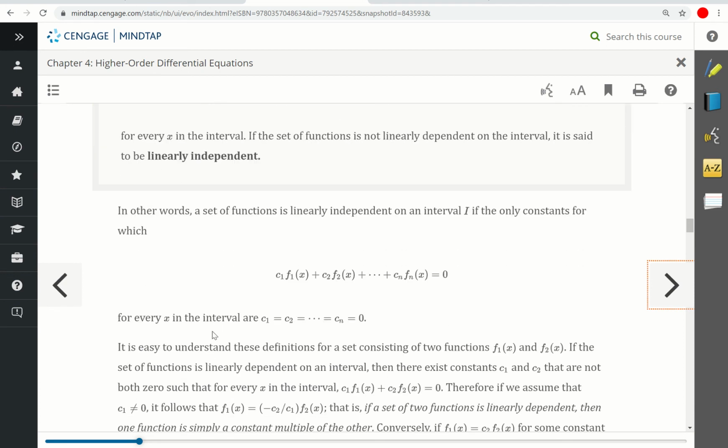Another way that you can rephrase this, it's equivalent, is that we would say that the set of functions f1 through fn are going to be called linearly independent on an interval I if the only solution to this equation is for constants where the constants are all equal to 0. So if the only time you have c1 times f1 plus c2 times f2 plus cn times fn identically equal to 0 for all x in I is when all of the coefficients c1 through cn are 0, then we would say that f1 through fn, that set of functions, is linearly independent.